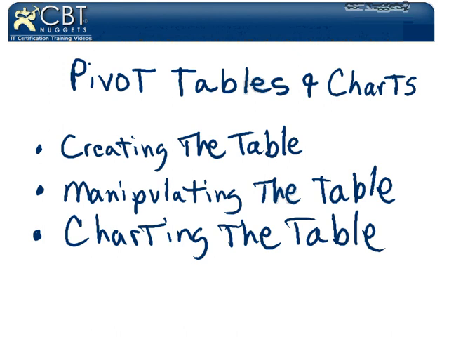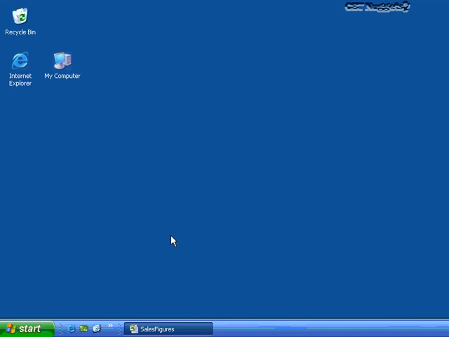So we're going to take a look at how we create these pivot tables, how we manipulate the data in and out of the table, and then finally chart what we have in that pivot table. Take a look at what we're going to do here, folks. I know we gush a lot about some of the features that we have with Excel 2003, and I'm going to gush some more about this one.